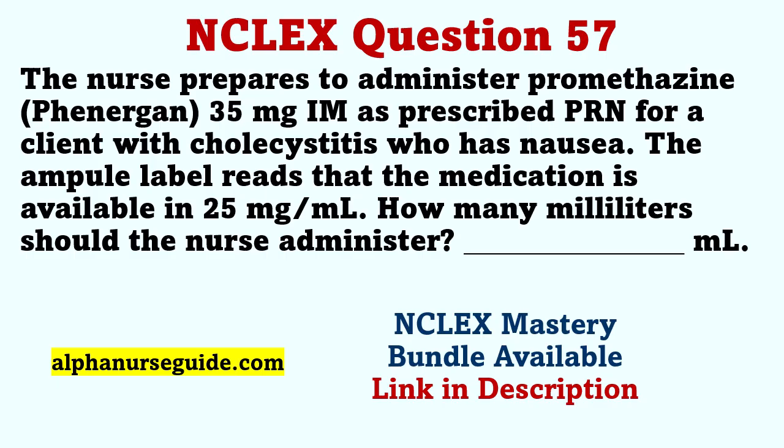To solve this problem, you set up the formula as 35 mg over X equals 25 mg over 1 milliliter. You cross-multiply 35 times 1 and X times 25. You get 25X equals 35. You divide by 25 on both sides, and you get X equals 1.4 milliliters.